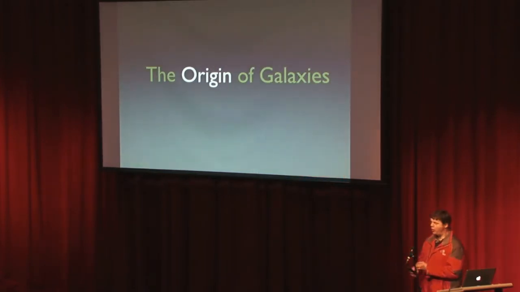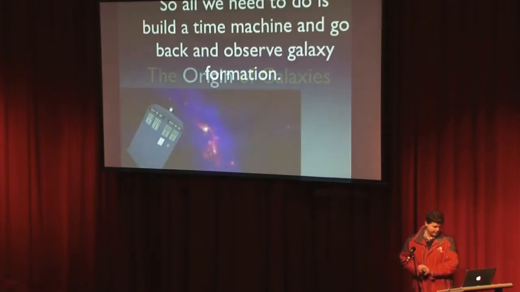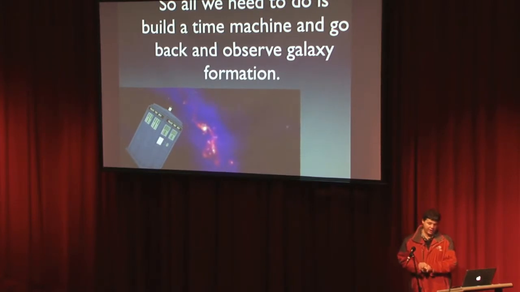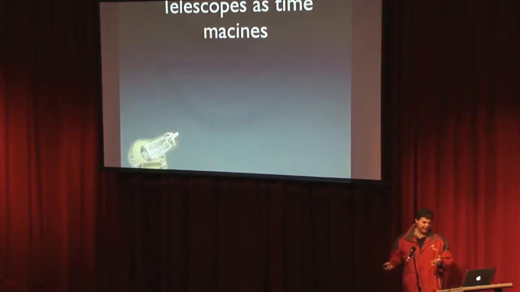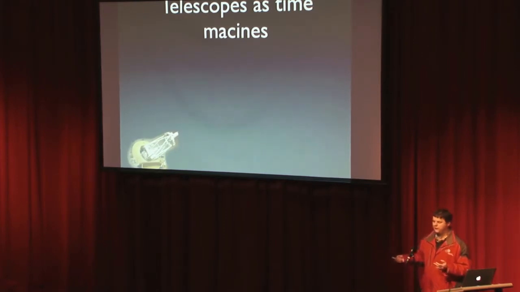So focusing on origin now. Of course, we don't actually have Doctor Who's time machine, but it would be nice if we did. But what we can do is use telescopes as time machines. And this is perhaps the most wonderful thing about astronomy: the further you look away into space, the further back in time you see. And it's really quite simple.